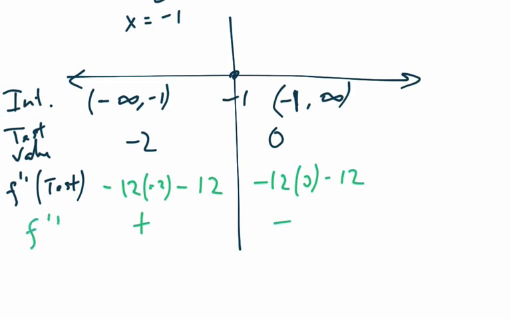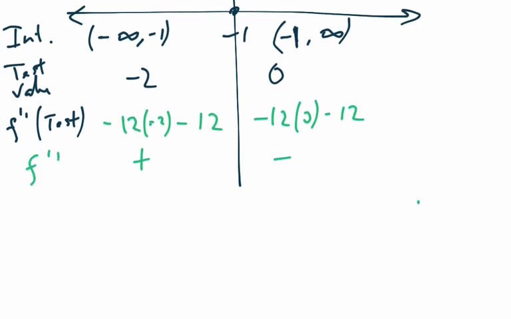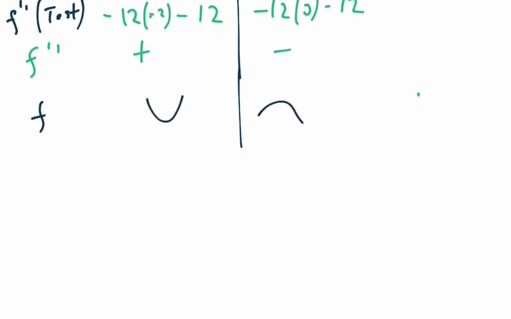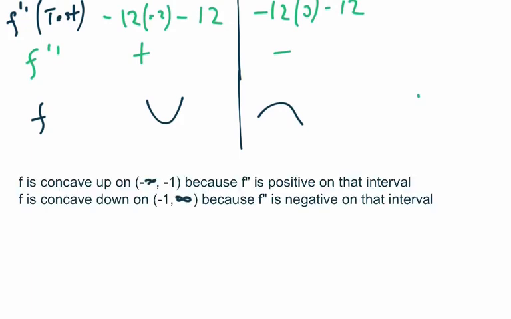That means that f double prime on these intervals is positive and then negative respectively, which means that f is concave up and concave down on these intervals. So our sentences are actually pretty straightforward. We can write them right away. We can say that f is concave up on -infinity to -1 because f double prime is positive on that interval. F is concave down on -1 to infinity because f double prime is negative on that interval.